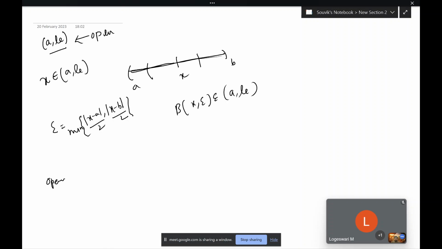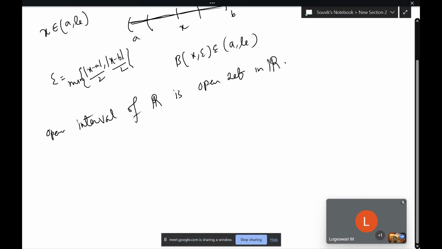So an open interval of R is an open set in R. Okay. Then the next.